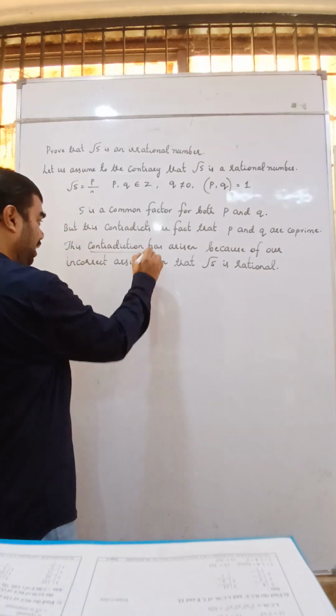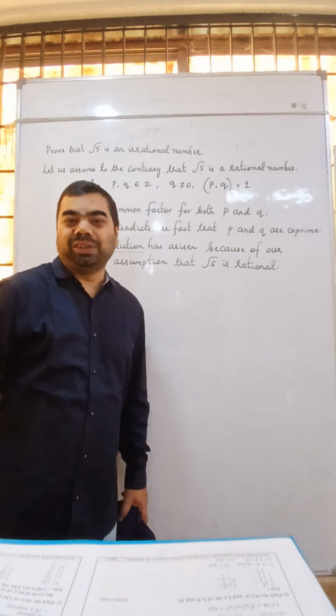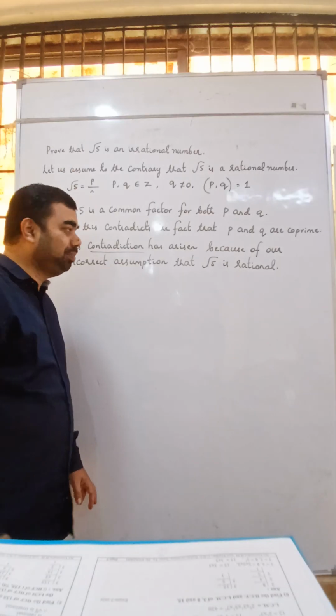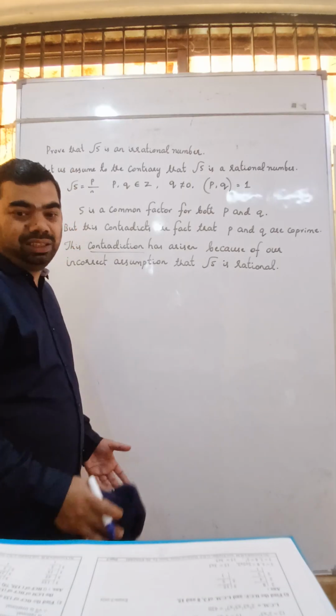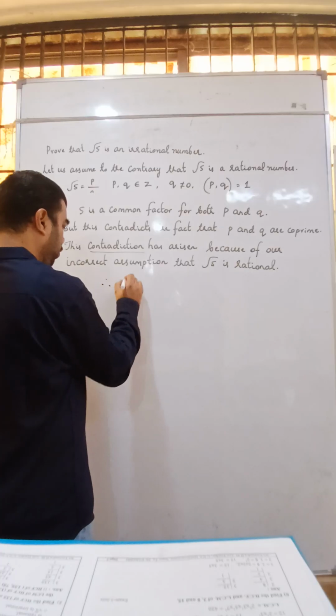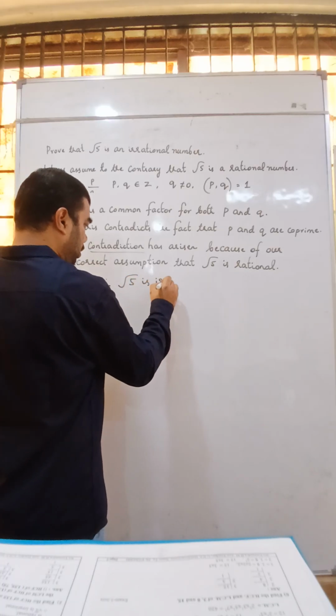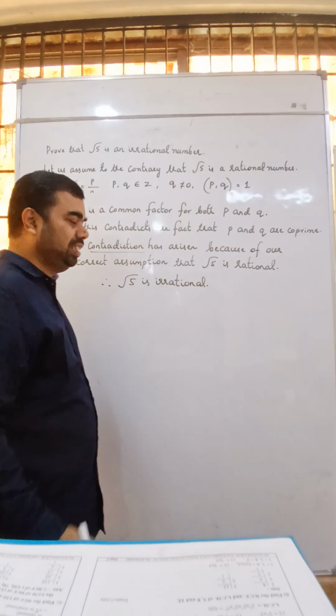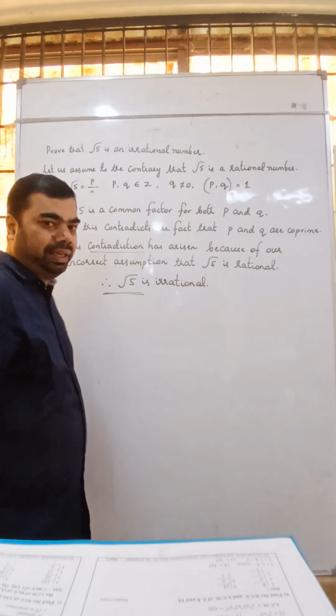So this contradiction. The meaning of contradiction is opposite meaning. We assumed that root 5 is rational, but root 5 is no more rational. It is irrational. So therefore root 5 is irrational. So this is the end of the problem.